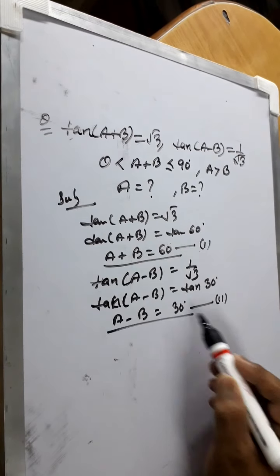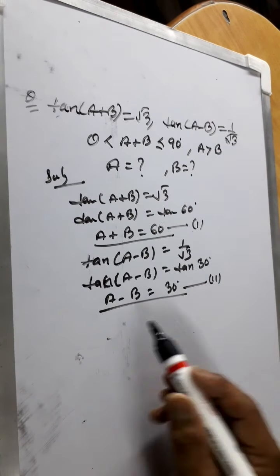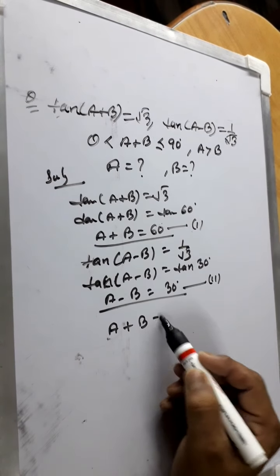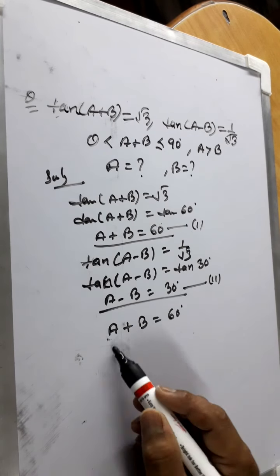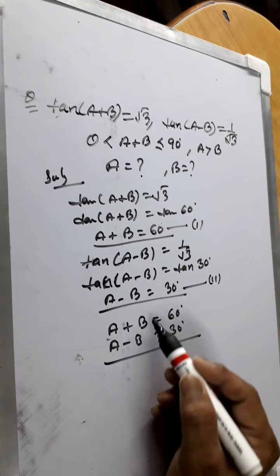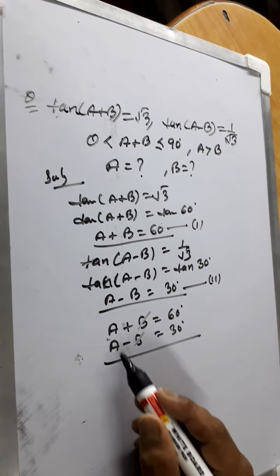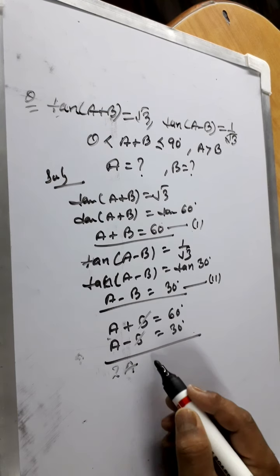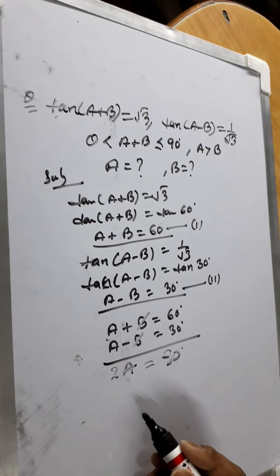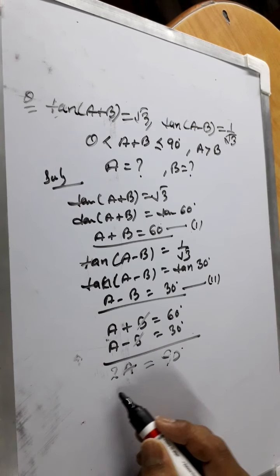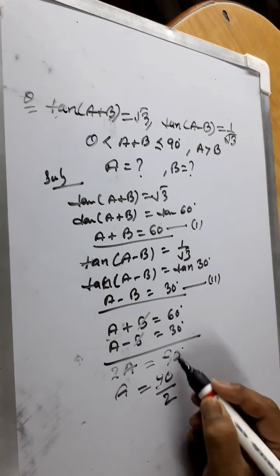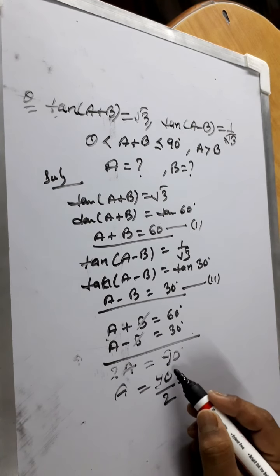Now we will solve these two equations by elimination method or any other method, but here we will use elimination. A plus b is equal to 60. A minus b we have 30 degree. B gets cancelled, plus minus, we are left with 2a is equal to 90. Now a we will get 90 upon 2.